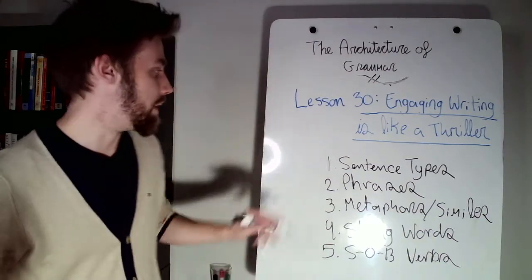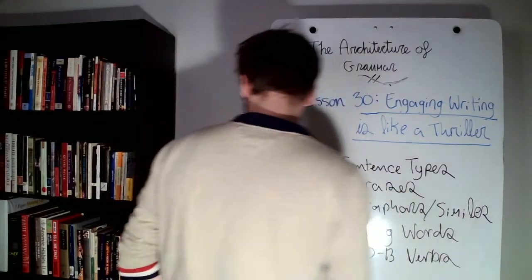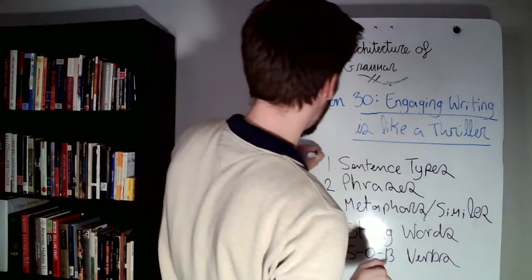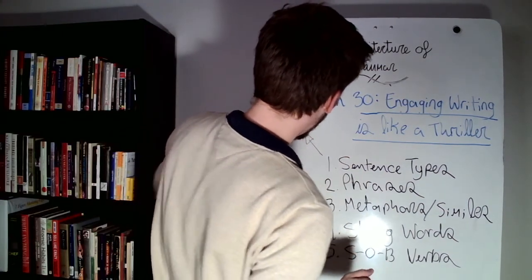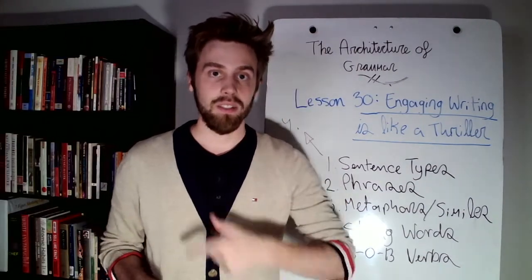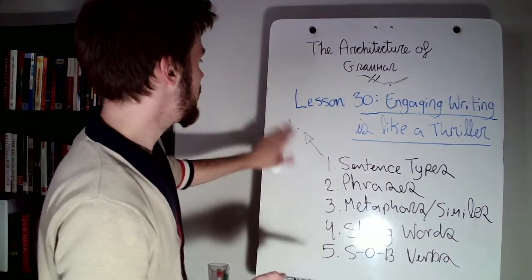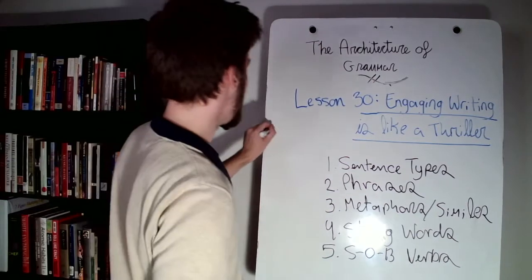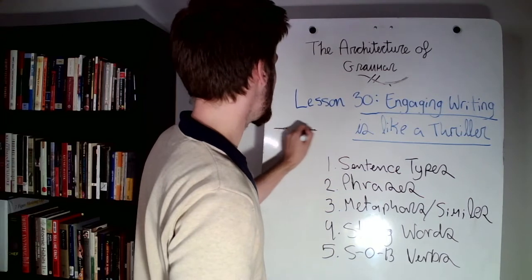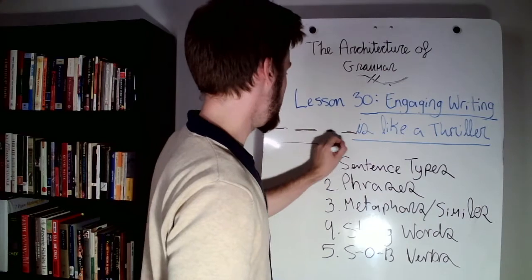Let's start with sentence types. We've discussed that there are 4 sentence types. There's simple sentence, complex sentence, compound sentence, and compound complex sentence. What you want to do in your writing is to make sure that you have all these different lengths, okay, all these different types. You want to have long, short, like this.